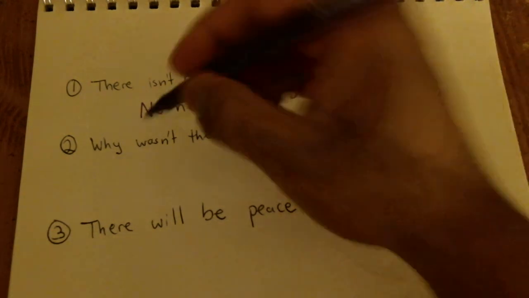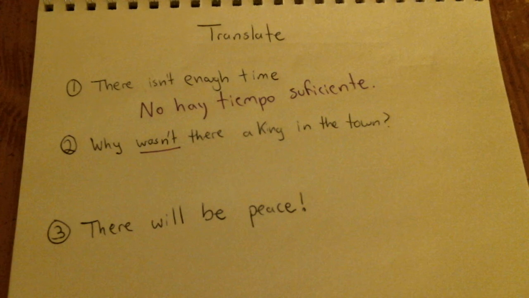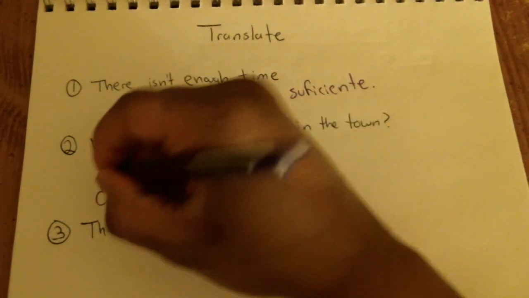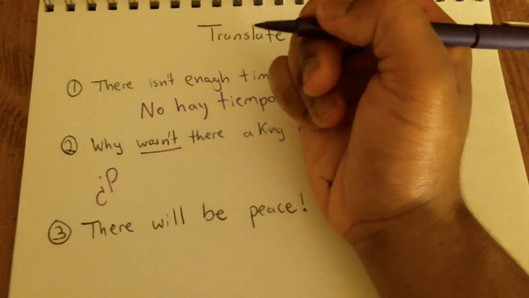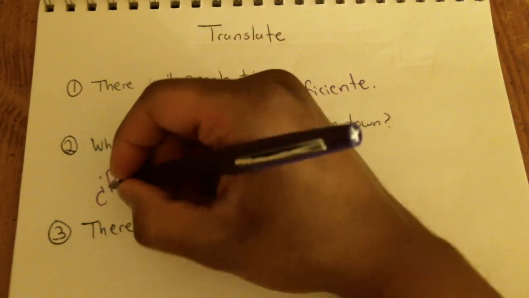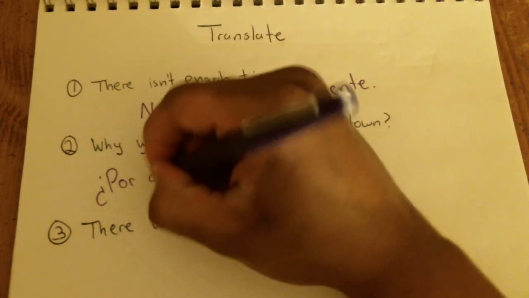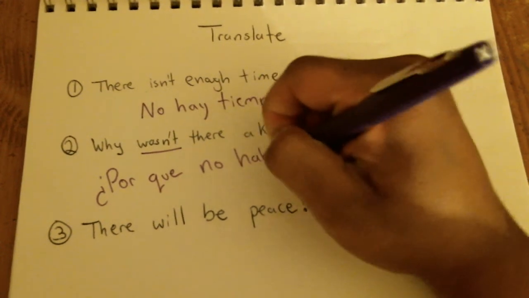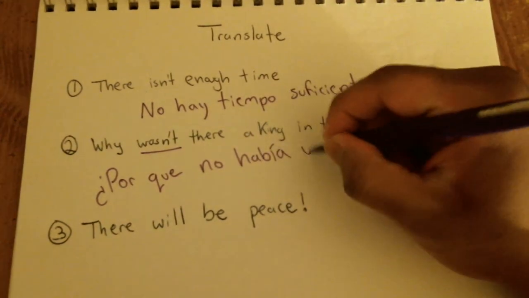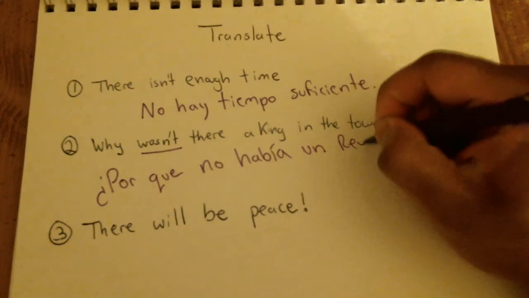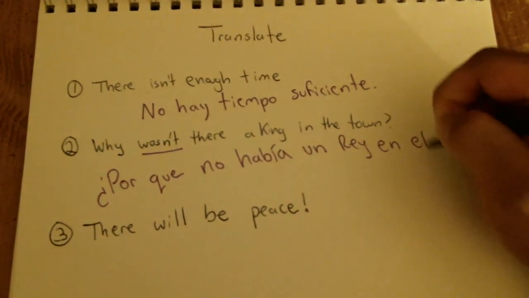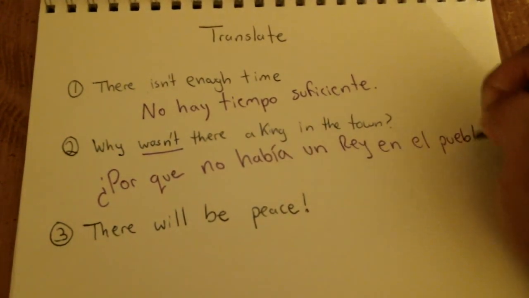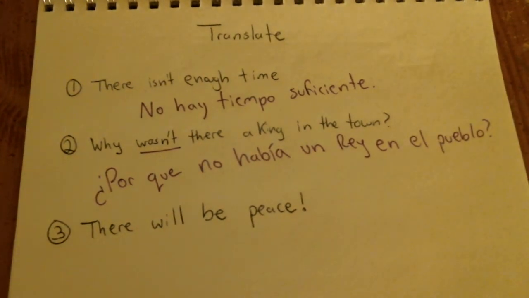How about why wasn't there a king in the town? Now what you need to do is see how it says wasn't. Now we're in the past tense. So remember, all the time in Spanish, when you make a question, open up with the upside down question mark. ¿Por qué no había, because we're in the past tense, un rey en el pueblo? Okay? Why wasn't there a king in the town? ¿Por qué no había un rey en el pueblo?